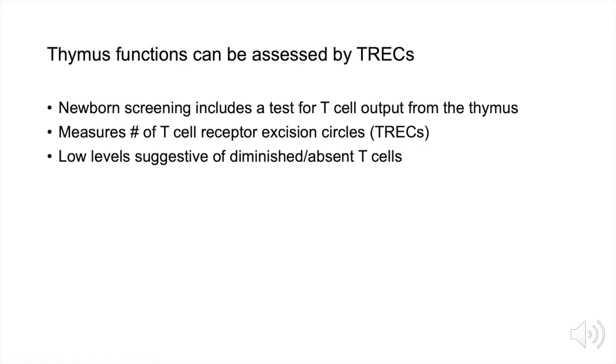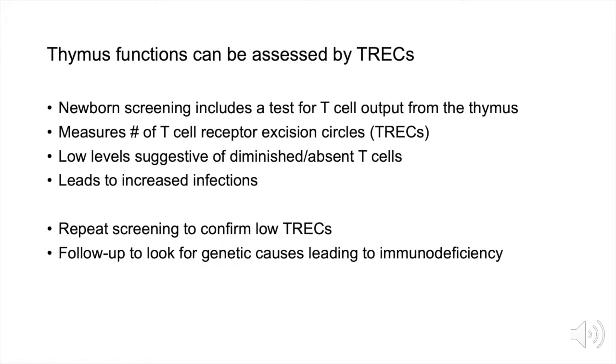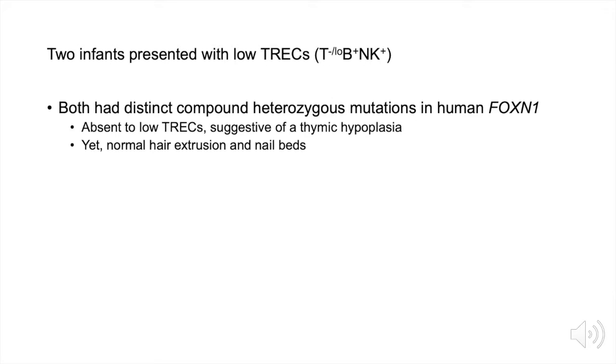Low levels of TREC are suggestive of diminished or absent T cells, and this, of course, can lead to an increased susceptibility to infections. For a child born with low TRECs, usually there's a repeat screening to confirm the presence of low TRECs, and in most children, the low TREC numbers will actually stabilize and increase over time. But for those infants where the low TREC numbers are maintained, one usually requires a follow-up to look for potential genetic causes that lead to an immunodeficiency.